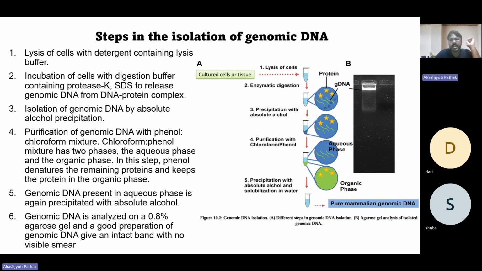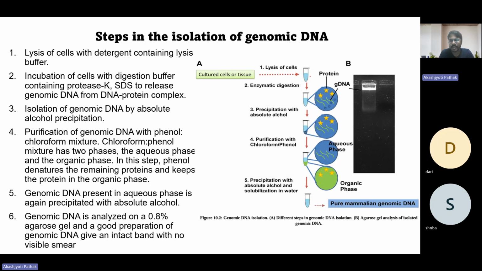So now what are the steps that are involved in isolation of genomic DNA? So this was explained in the lecture as well. So you have cultured cells or tissues. Now this cultured cell or tissue, what will be done? The cell has to be lysed first. So how will the cell be lysed? So you treat it with SDS. So the SDS, what will it do? It will disrupt the cell membrane, and you will get the contents of the cell. Now you do an enzymatic digestion.